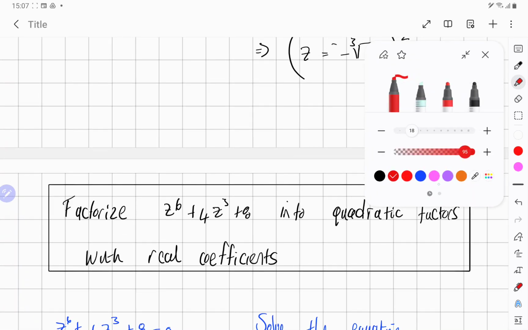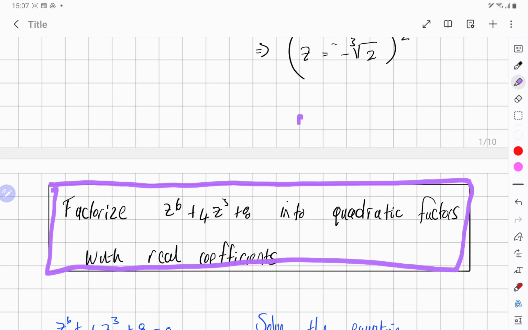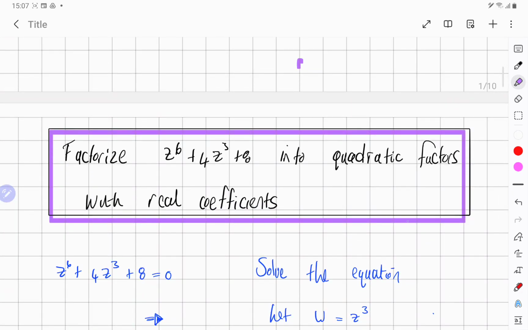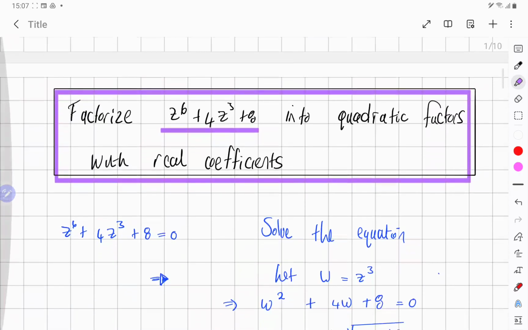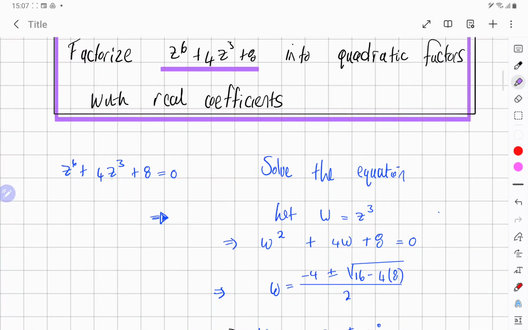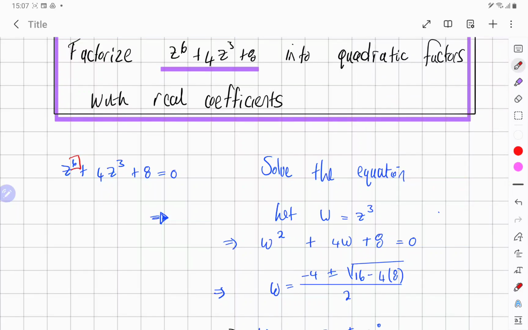So very important, this example: factorize z to the 6 plus 4z cubed plus 8, and then write it in quadratic factors. So what we will do first, we will start by factorizing that equation. What I've said just now, you see it is z to the 6 and z to the 3, so you'll have your two factors.